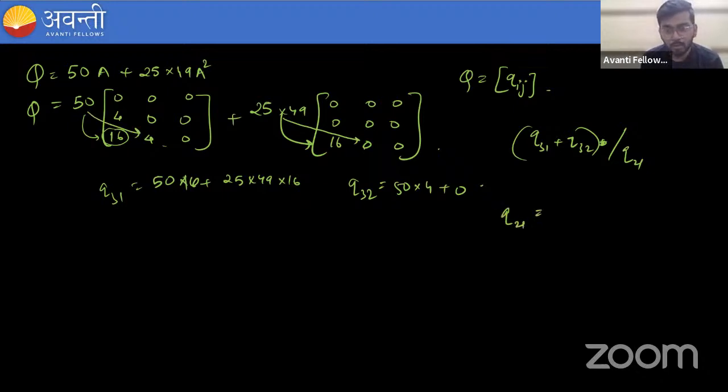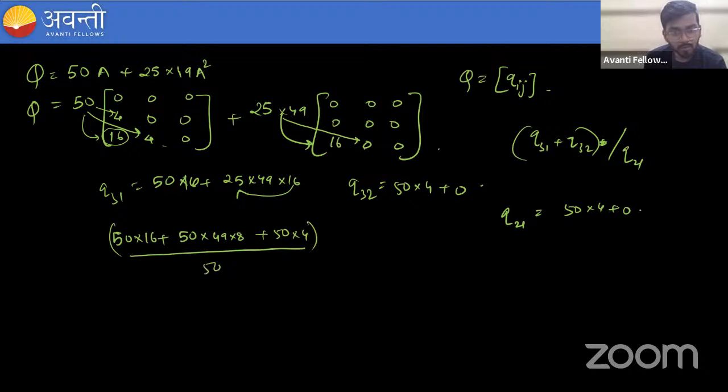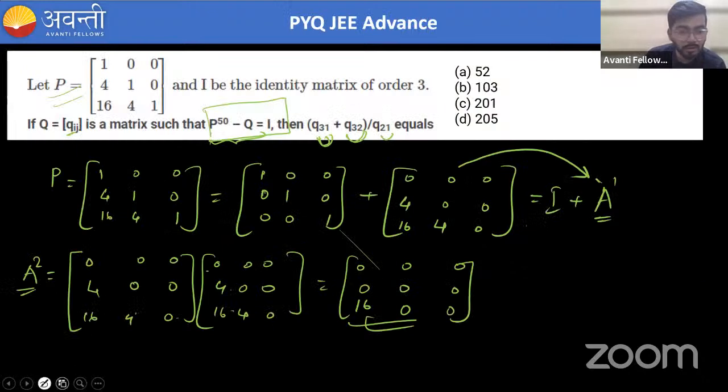And the Q21 value will be 50 into 4 plus 0. So what do we get? Our answer will be 50 into 16 plus 50 into 49 into 8, this is Q31, and I have just shifted 2 and made that 8, plus 50 into 4, upon 50 into 4. First of all, I'll divide with this. So 50 gets cancelled, 16 will go with 4, plus 50 into 2 here. So we'll get 98 plus 1. So the answer to our question is 103.